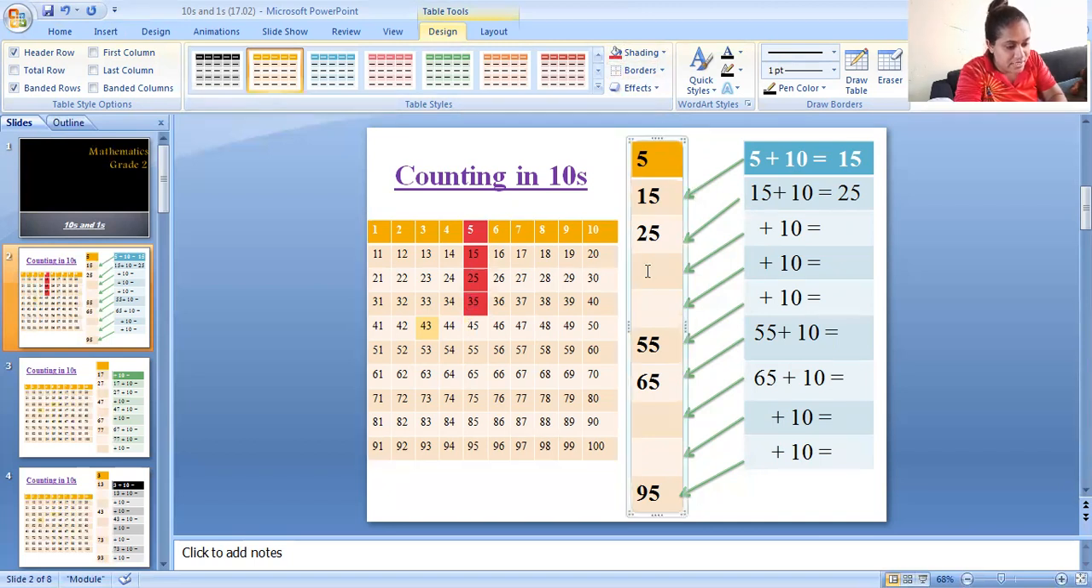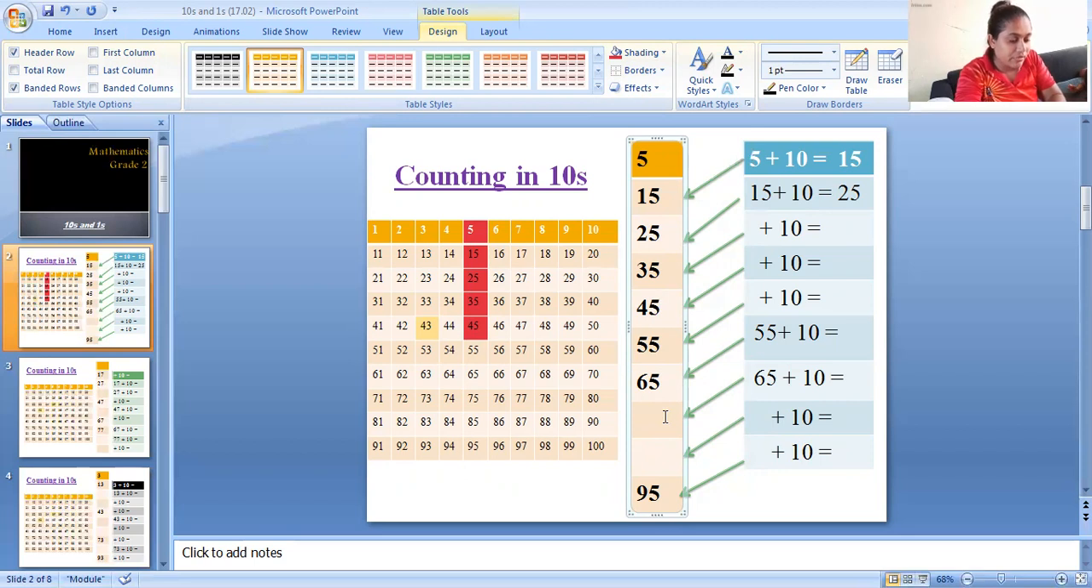What is the answer for here? It's 35. And now I want to find the answer which should come here. After 35, I want to add 1 more 10 to 35 and find the answer. So I will count. 1, 2, 3, 4, 5, 6, 7, 8, 9, 10. What is the answer? It is 45. And here I have got 55 and 65 as my answers.